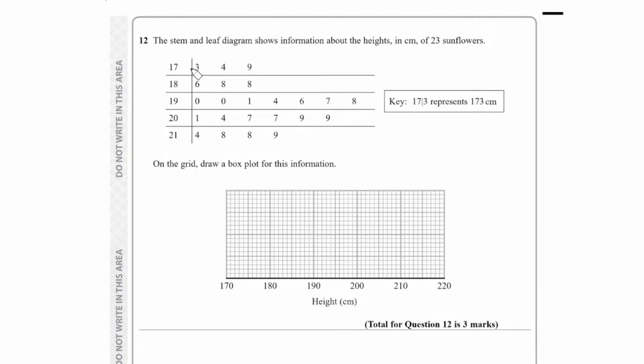We need the smallest number, which is obviously, because this is in order, 173. You need the largest number, which is 219. And then beyond that, we need the upper quartile, median, and the lower quartile. Now, you can go through and tick them all off if you want. Because there's 23, there's quite a few, I just prefer not to do that. So what I do is, when it's an odd number, I make it even, so I'll add 1. To find the median, which is the middle, half that. So that is the 12th sunflower. So then I would just count it. 1, 2, 3, 4, 5, 6, 7, 8, 9, 10, 11, 12.